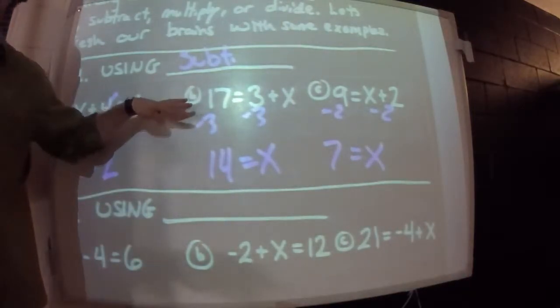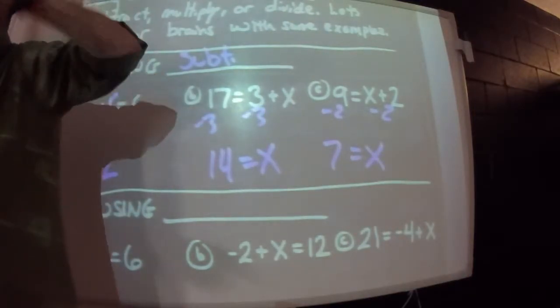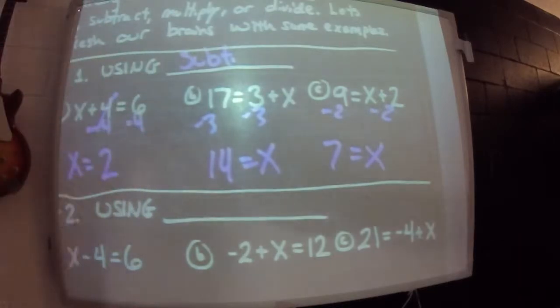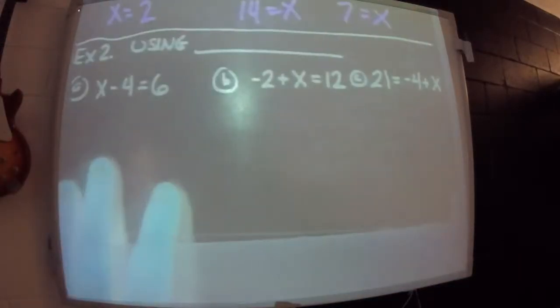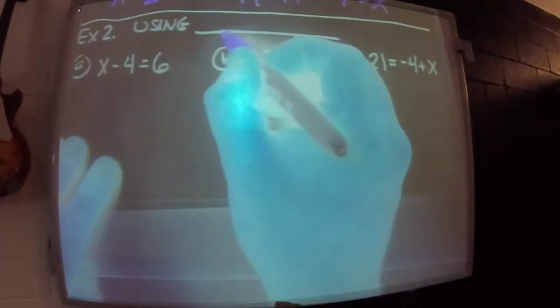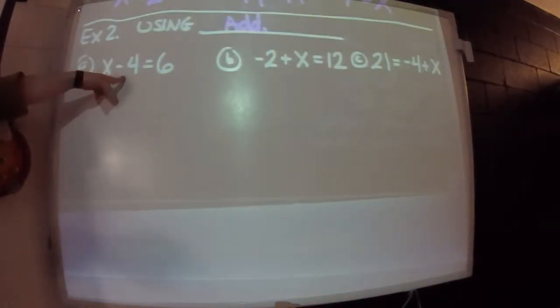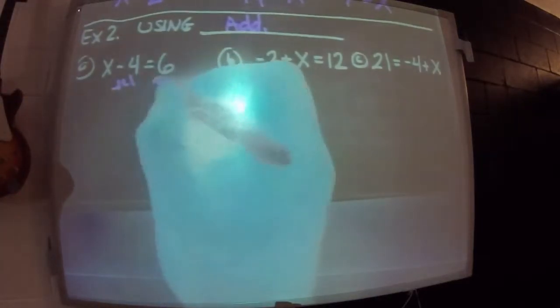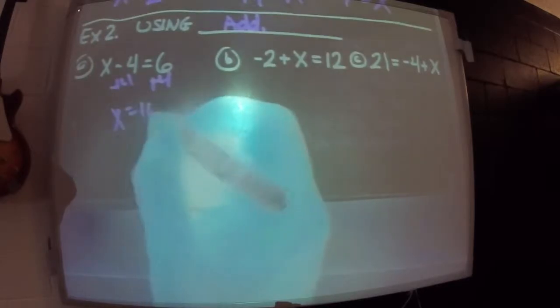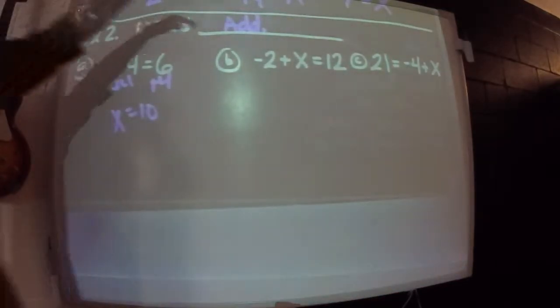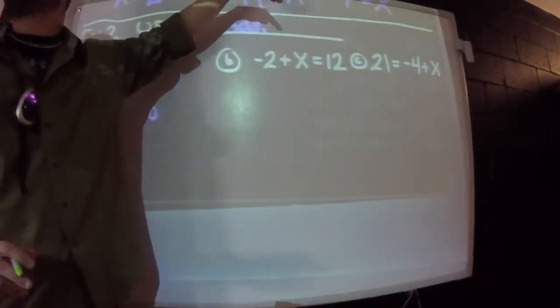All three of these, it was one step. Subtract the right thing, you get the right answer. All three of these, what do you need to do? Addition. Solve using addition. So, x is over here with a negative 4. What kills a negative 4? Positive 4. Plus 4, so what's our answer? X equals 10.